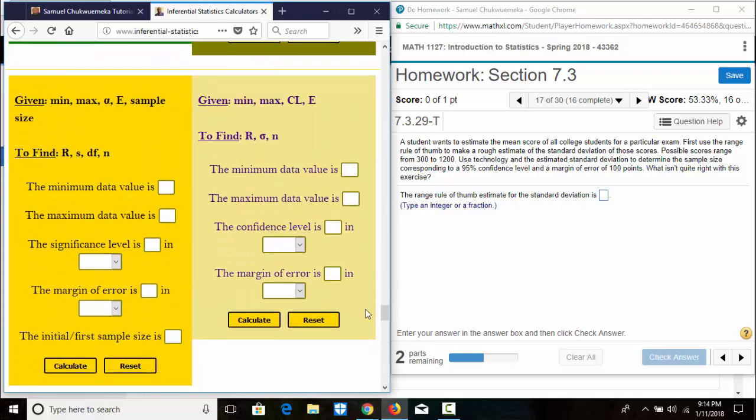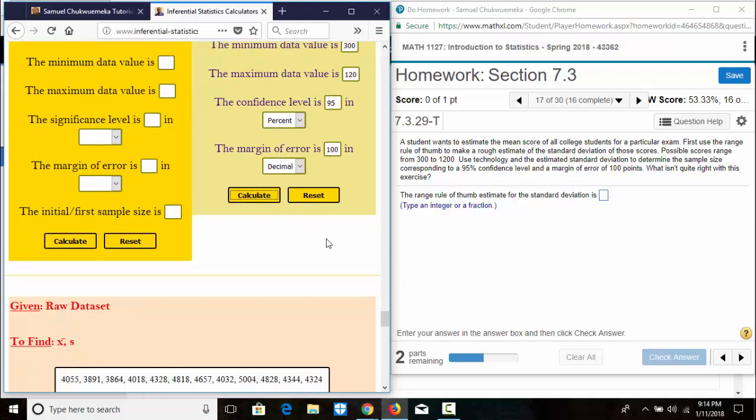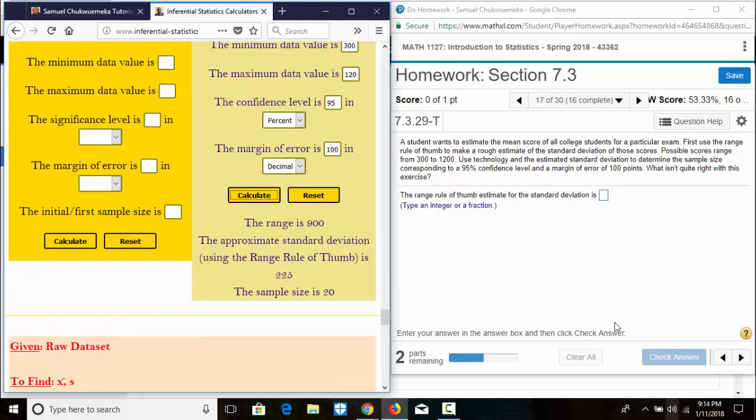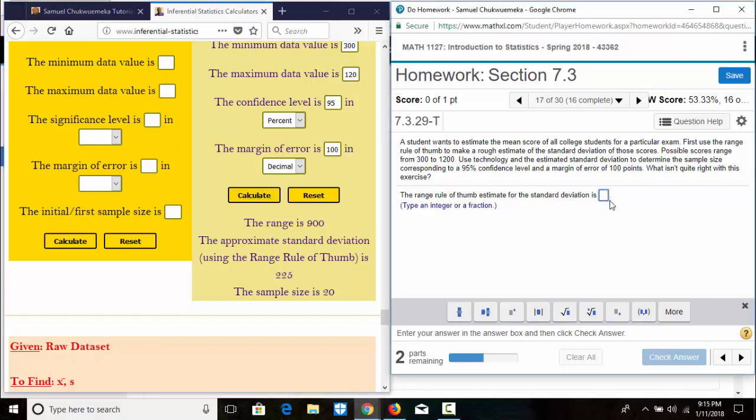So the minimum here is 300, the maximum is 1200. The confidence level is 95%. Margin of error of 100 points. So 100 in decimal, not in percent, please, in decimal. Press calculate, enter. So the range rule of thumb estimate for the standard deviation is 225.